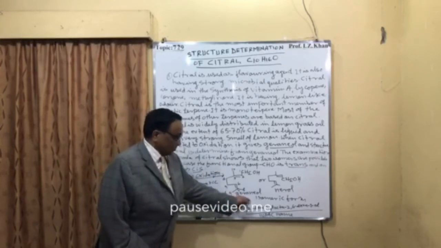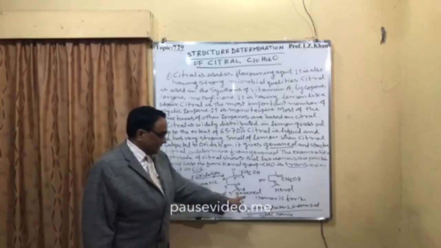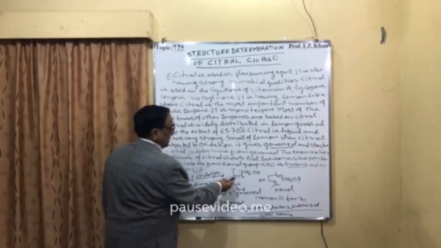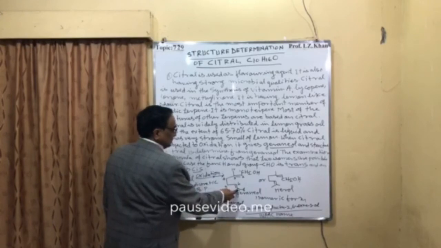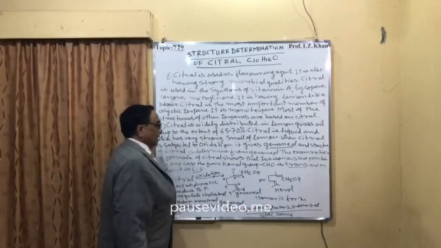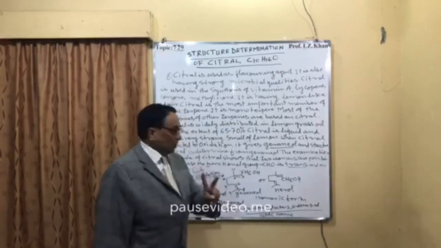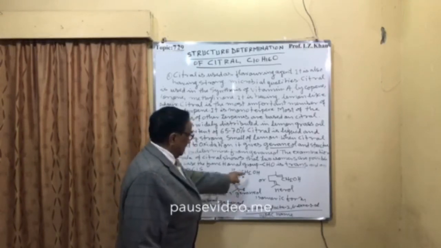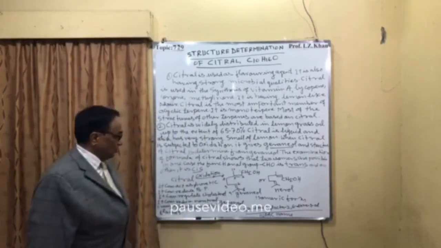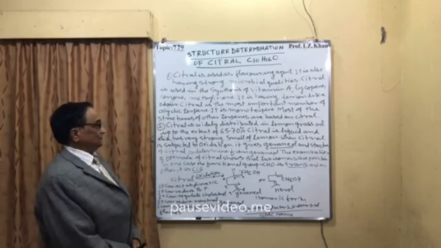This geraniol is actually the basic structure of citral. So if we write its IUPAC name, it is 3,7-dimethyl, meaning at the 3 position and at the 7 position there is a methyl group. So 3,7-dimethyl octa-2,6-diene. At 2 and at 6 there are 2 double bonds, and at 1 there is an alcoholic group OH. So the name of geraniol will be 3,7-dimethyl octa-2,6-dien-1-ol.